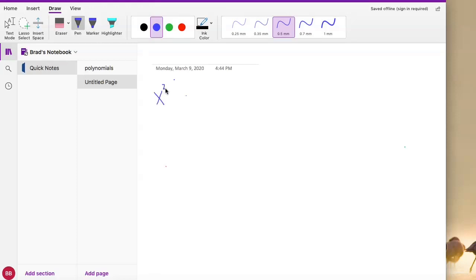x squared minus 3x minus 18 equals 0. All right, sorry, it takes a second to write this stuff out. Okay, so you see this: you've got 3 things, the x squared, the 3x, and the 18. So we're going to factor these.